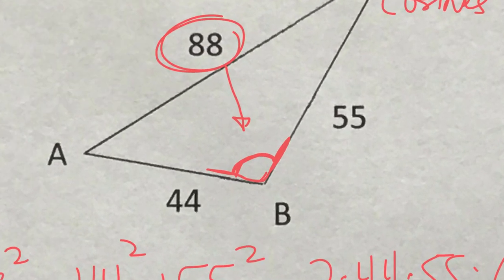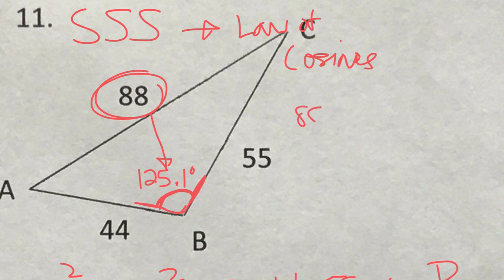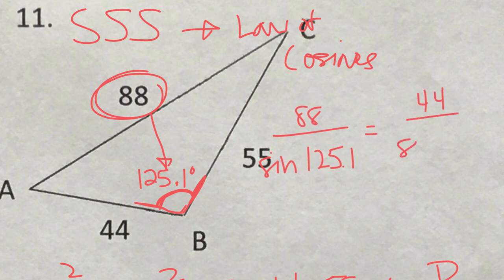We could use the law of sines, knowing that this is 125.1 degrees. We could use that ratio and set up a law of sines. That's a very good way to do it. 88 over the sine of 125.1 equals 44 over the sine of C, or we could have also done 55 over the sine of A. Either way, we're going to use a law of sines to figure out what our other two angles are. Actually, one angle, and then the third angle we subtract from 180.